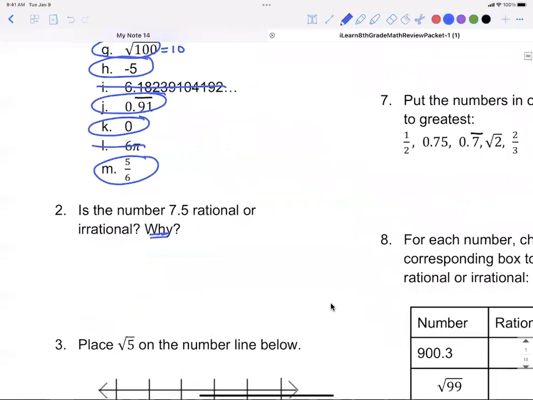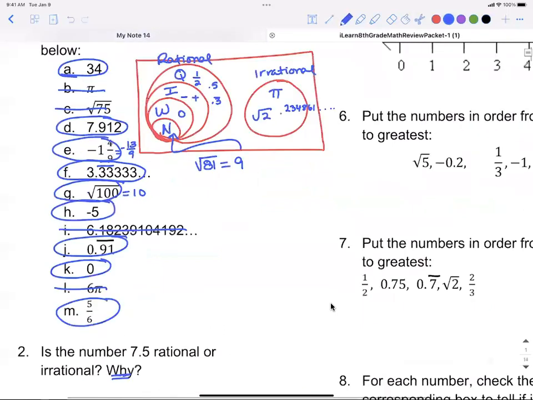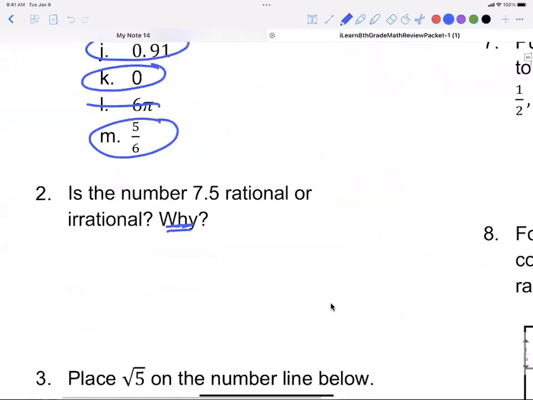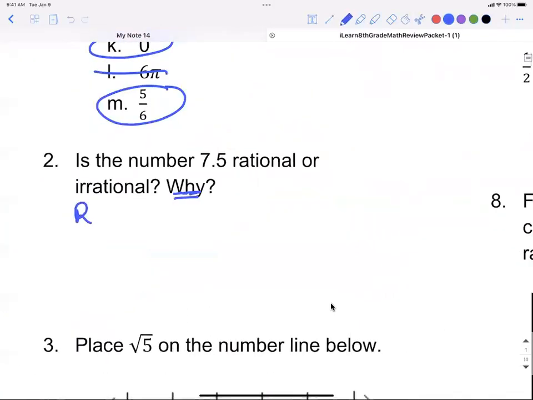All right, with that in mind, number 2 is the number 7.5 rational or irrational, and then why. So you got to put your explanation in words. Well, 7.5, we know that that is a decimal that stops, right? That's an example like 0.5. So 7.5 is rational. And there's 2 good explanations, and either one of them are perfectly fine. You don't have to do both, just one or the other.